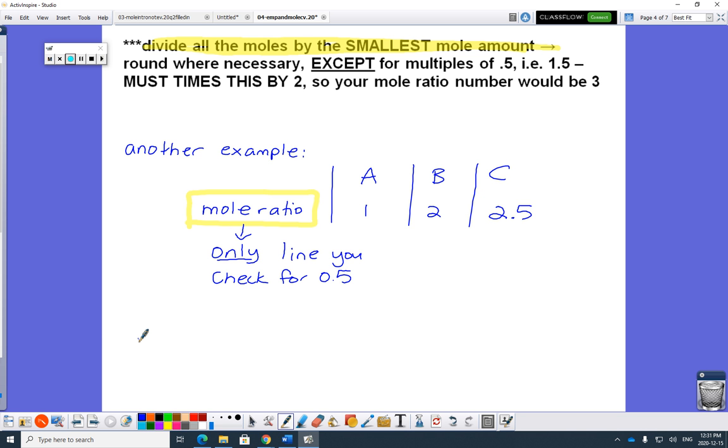Only the mole ratio line. You can have 0.5 grams, you can have 0.5 moles, but when you get to the mole ratio line, which is the one that you're going to use to say how many atoms, that's where you have to check, okay?